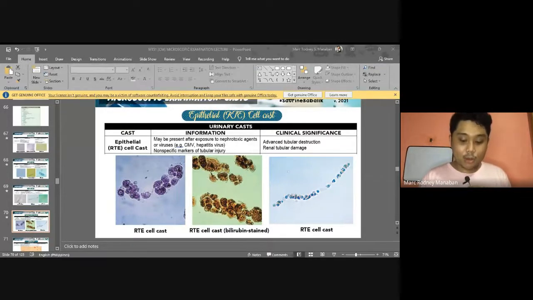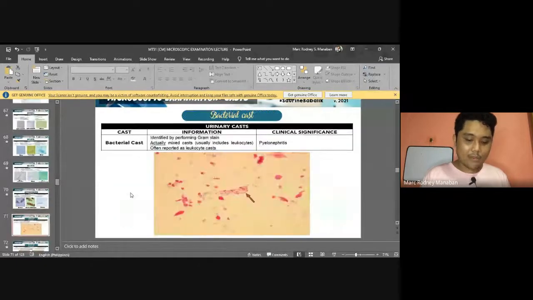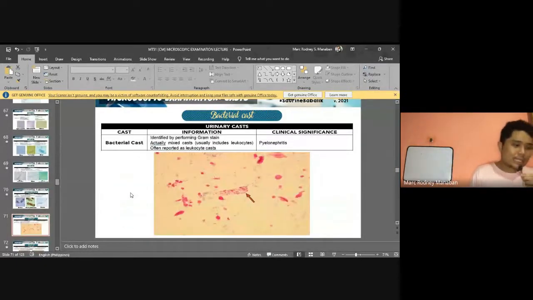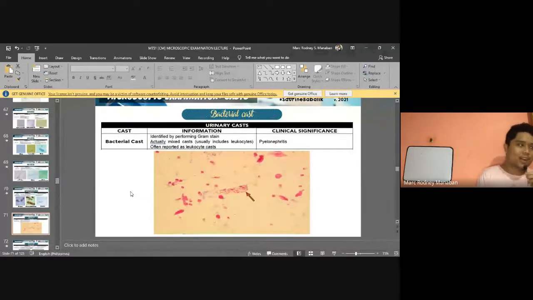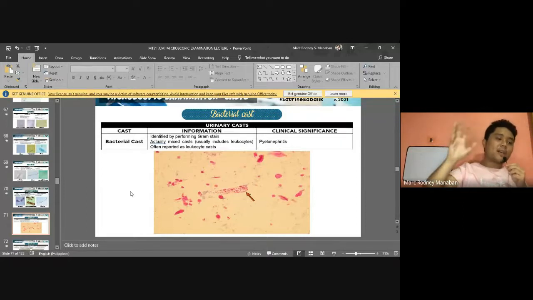Again, the significance is tubular injury. Next, we go now to the next cast, the bacterial cast. You see bacterial cast in pyelonephritis, because pyelonephritis is a bacterial infection, so it can create casts.